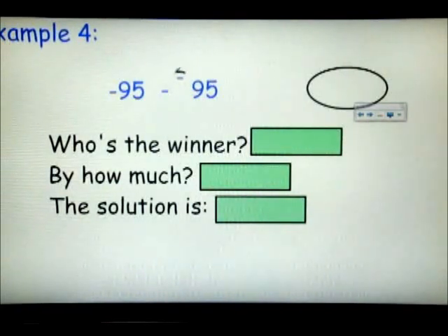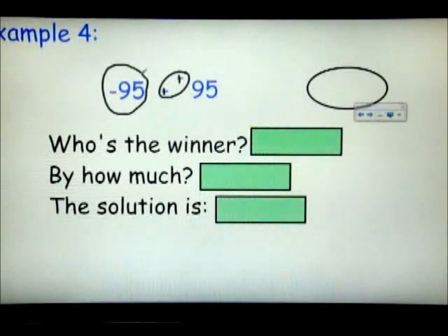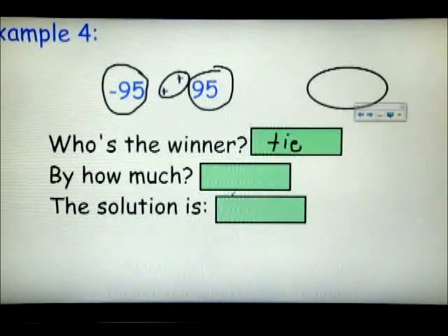Same thing is going to happen here. A minus and a minus is going to be a positive. And like I said, I'm going to explain mathematically why in class. I'd rather explain that in person. So if this is positive, this is a negative 95. This is a positive 95. Who wins? Nobody, because it's a tie. So by how much did they win? 0. So the solution is 0.